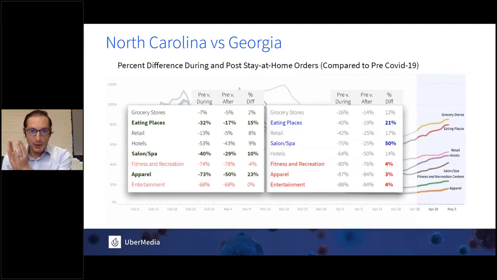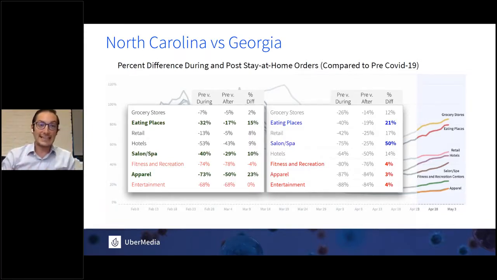restaurants became the most popular place, in addition to salons or spas, but restaurants became a huge growth sector, whereas North Carolina didn't see as much growth in restaurants. On the flip side, apparel: North Carolina saw great growth in apparel. People went out to buy clothing, whereas Georgia didn't see that type of growth. So contrasting these two states and what the public decides to do as things open up is really interesting for us.